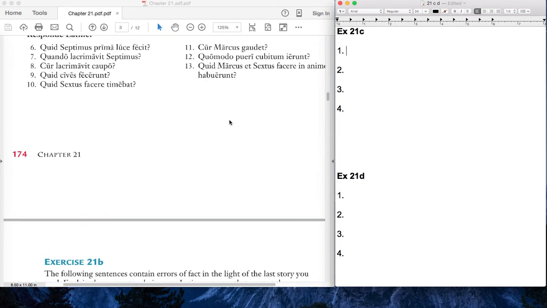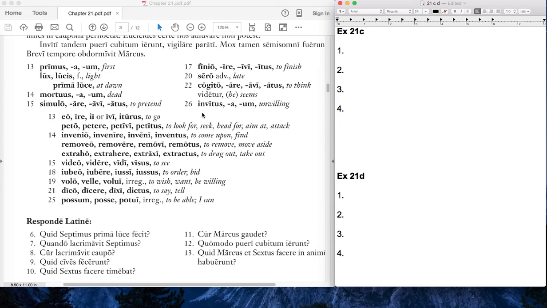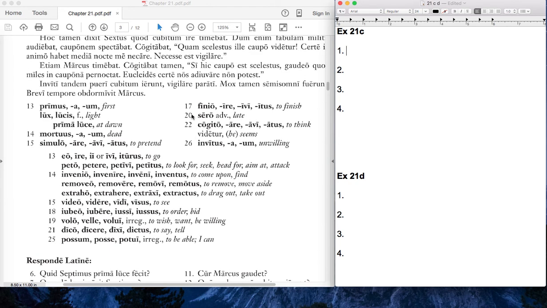Let's see if I can zoom in on some here. You see this huge list of verbs here. Again, chapter 21, nothing new, but lots of new vocabulary. Not even new vocabulary, really, just expanded vocabulary, you could say. Like you've seen most of these verbs, like invenio is to find, removeo, maybe that's new, to remove. Video you've seen is to see, iubeo to order, volo to want or wish. Dico, dicere may be new for this chapter, but really what you're seeing is the expanded principal parts for verbs.